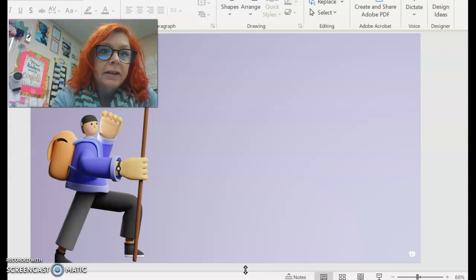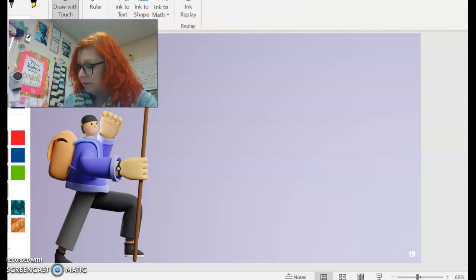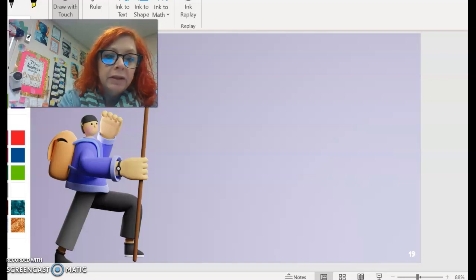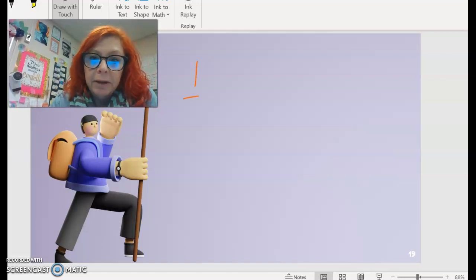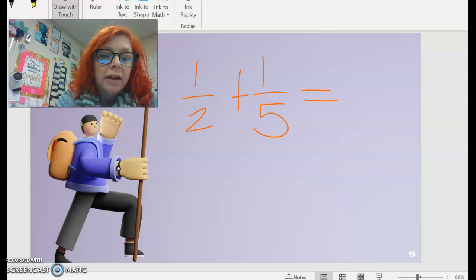Little muffins. So let's talk about why we're making a common denominator, shall we? So if I have a problem like 1/2 minus 1/5, why am I making a common denominator? Or it could be plus. Let's do plus. Why am I making a common denominator?